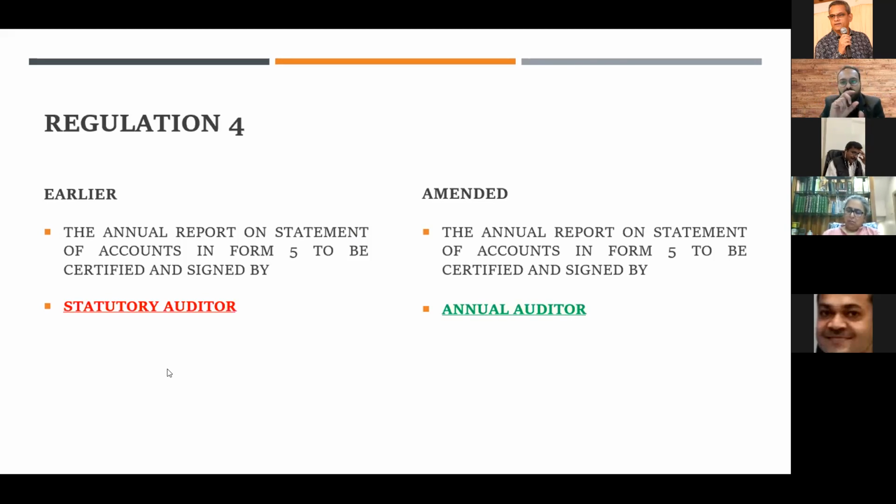But now it was creating much confusion. To avoid this, they have completely changed the name, and it is now annual auditor. So instead of statutory auditor, annual auditor is nowhere defined. So other than the statutory auditor, any chartered accountant can issue Form 5, but he should not issue Form 3 for the lifetime of the project.